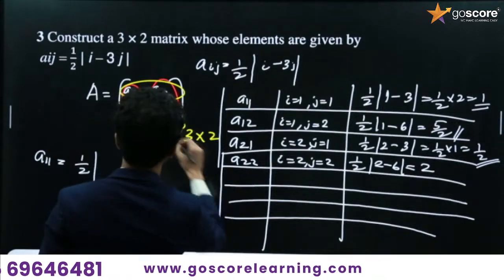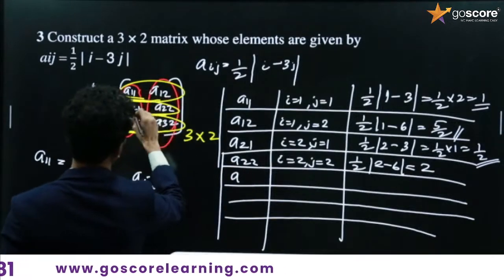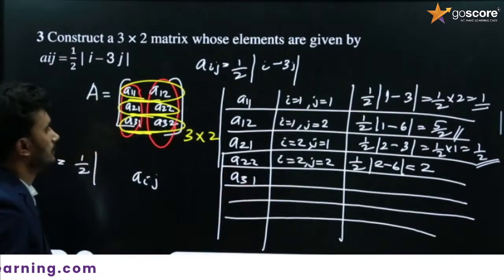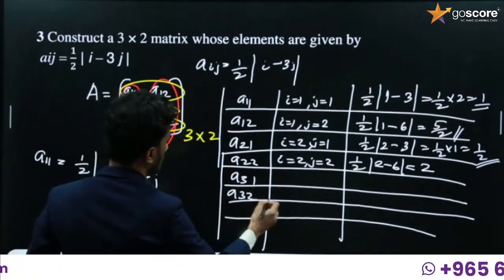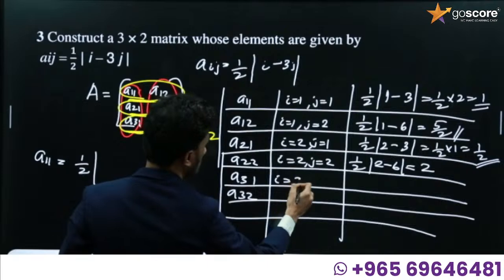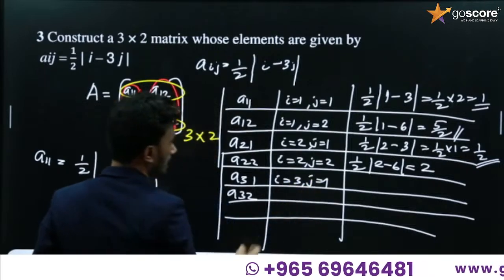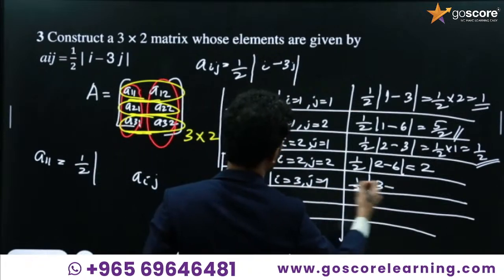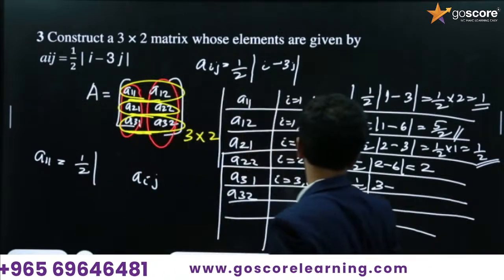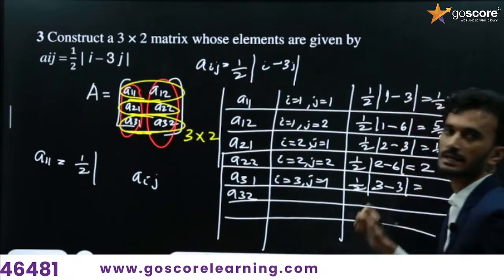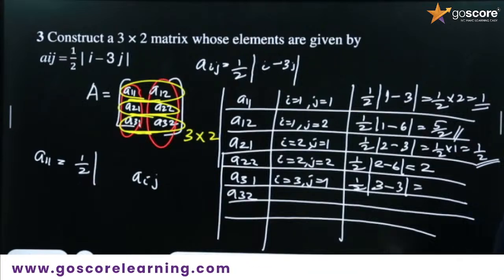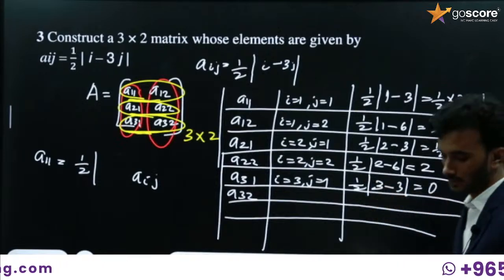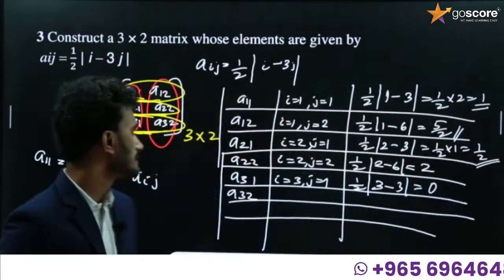Then, 1, 2, 3, 4, the fifth one is A31 and the sixth one is A32. For A31, i is equal to 3 and j is equal to 1. So 1 by 2 into |3 minus 2 multiplied with j equal to 1|. So 3 minus 3. What is the value of 3 minus 3? It is 0. The modulus of 0 is again 0, and 0 by 2 is 0. The next element is 0.